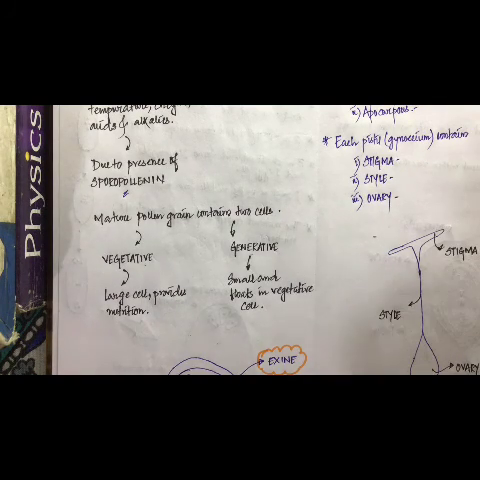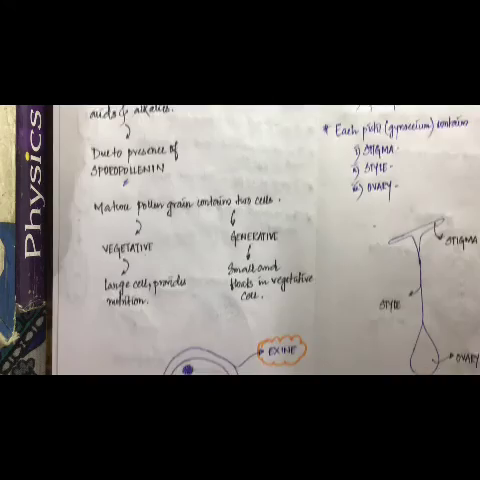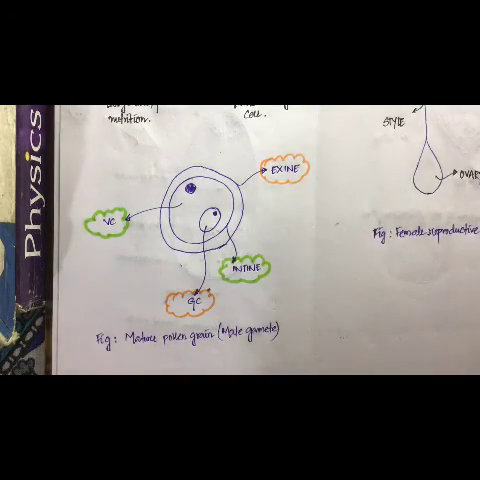The pollen grain contains two layers. What are the two layers? Exine and intine. Repeat with me: exine, intine. And it contains two cells, the vegetative cell and the generative cell. The vegetative cell is large and provides nutrition, whereas the generative cell is small and floats inside the vegetative cell. Clear? Now see the diagram. If you see the diagram, everything will be clear to all of you.